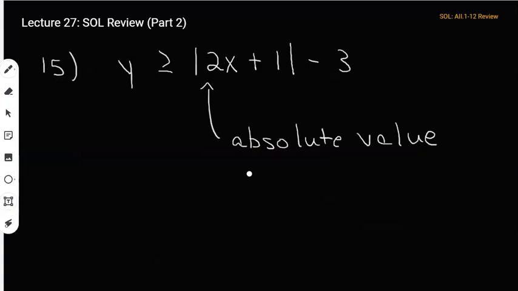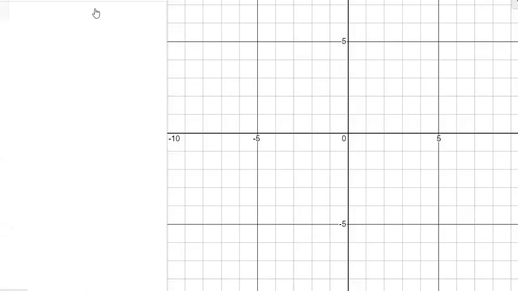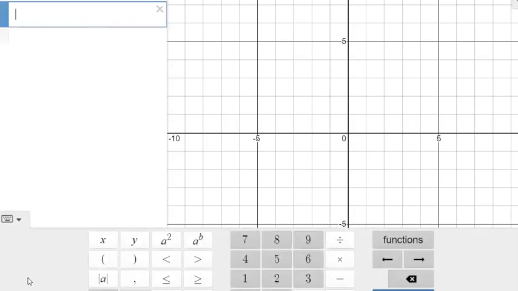So one of the things you can do to solve this is to graph it. So what I'm going to do is I'm going to go to Desmos and I'm going to graph this. So first I need the y. And I also need a greater than or equal to symbol. That's going to be on the keypad down here. Next, I need absolute value symbols. I can find those over here on the left side.